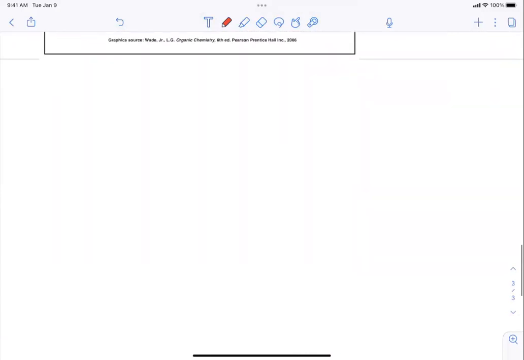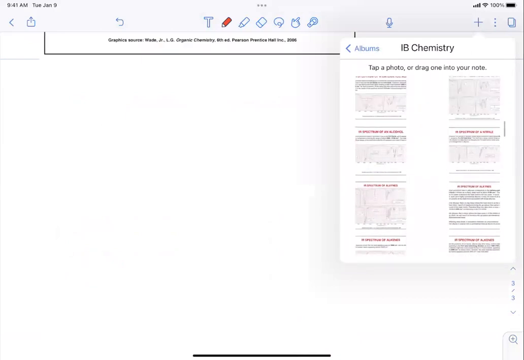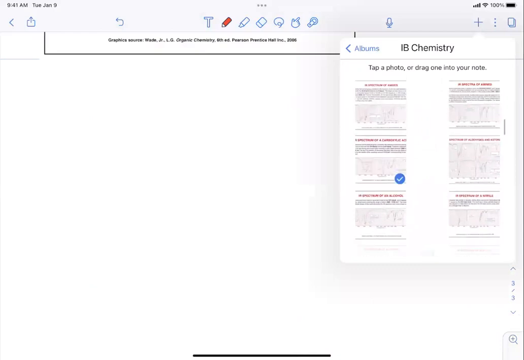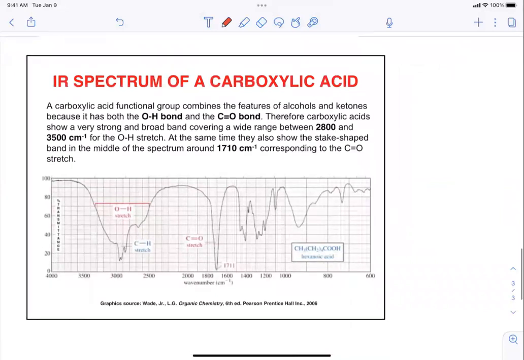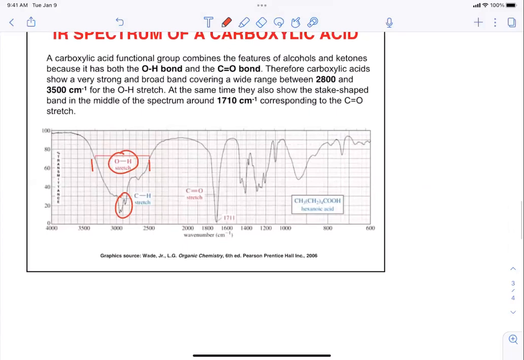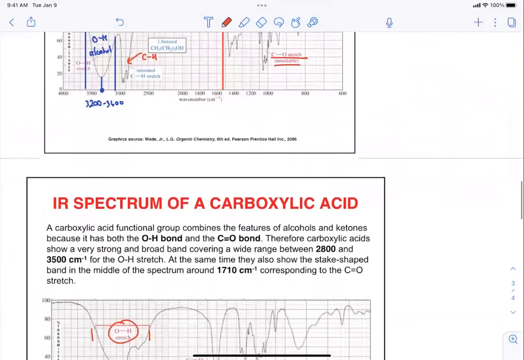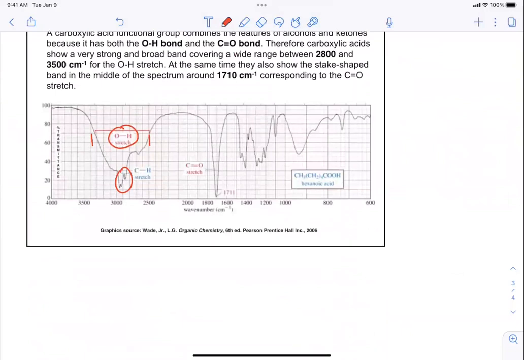Okay, let me show you another one as well. I was going to show you a carboxylic acid one. So this is an example of a carboxylic acid. Notice that the OH is at a lower value, but the CH is also peaking outside of that. So you have two different peaks that are overlapping, but the CH bond is always going to be there. And the OH is present here as well between that 2800 to 3200. Oh, there you go, 2500 to 3000. And so the IB will make sure that their IRs reflect that.